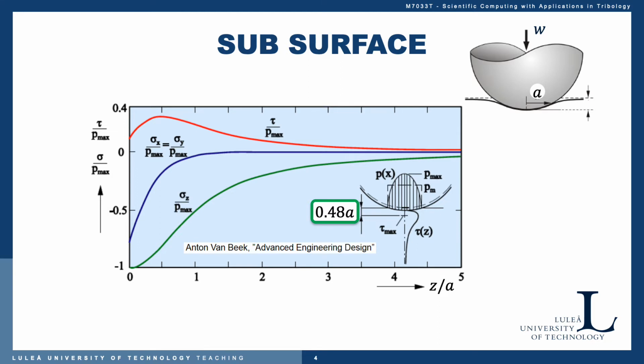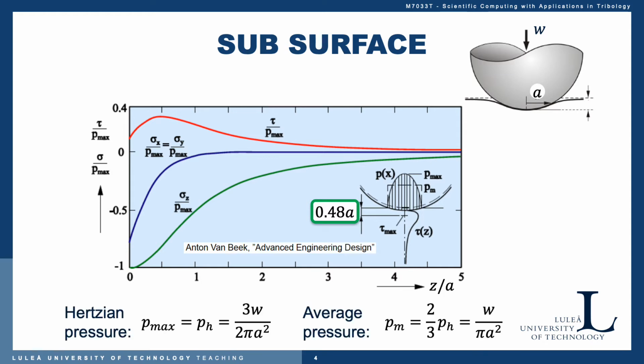Due to that pressure acting on the surface, on the boundary of the elastic half space, we will also see development of stresses inside the materials, i.e. subsurface stresses. And here we see a figure which I copied from the book by Anton van Beek called Advanced Engineering Design. It shows, for instance, that the shear stress tau has a maximum value at a distance of about 0.48 a, where a is the Hertzian radius of that Hertzian contact.